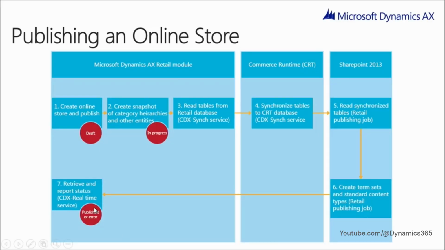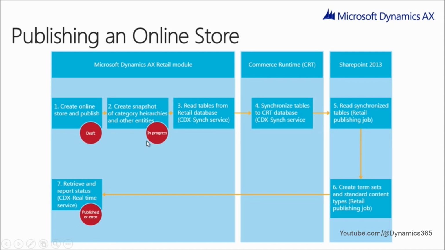Moving on, publishing an online store. We will be discussing publishing an online store. Let me get into the slide and I will show you the entire flow of publishing an online store. Publishing an online store mainly involves generation of the online store structure, the navigation categories and channel properties at the SharePoint site. As you see in this diagram, you can create the online store in Microsoft Dynamics AX, and when you configure the online store, its publishing status is set to draft. When you click publish, the status changes from draft to in progress.